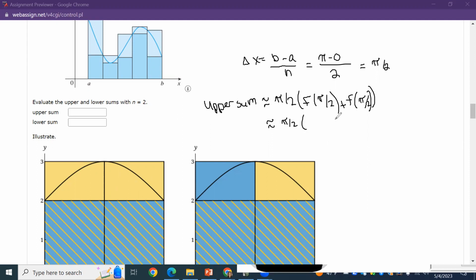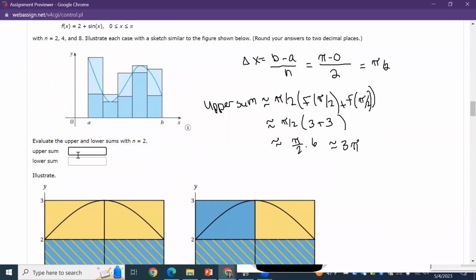So what they really want us to compute is pi over 2 times, we could plug in f of pi over 2, but we also have the graph and we can see here that it's just 3. So what it really comes down to is pi over 2 times 6, which would be approximately 3 pi. And they want us to find out what that is as a decimal rounded to 2 decimal places. So that would be 9.42. And then they want us to repeat this, but again, not thinking about left and right, just which ones would be the lower estimate. So, okay, we can do that too. It would still be pi over 2, right?